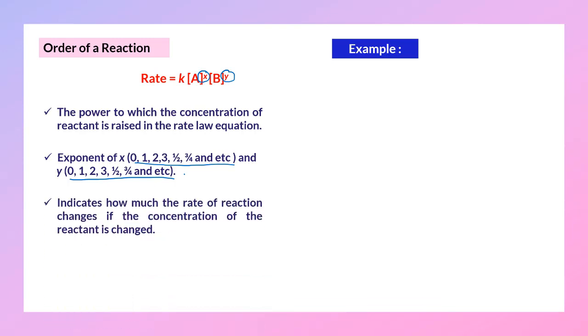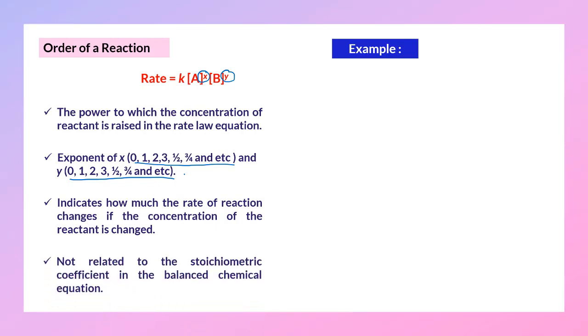And the order of a reaction indicates how much the rate of reaction changes if the concentration of the reactant is changed. So it can determine how much the rate of reaction will increase if the concentration of the reactant is changed. We will look at this example later on. And the order of a reaction is not related to the stoichiometric coefficient in the balanced chemical equation. It must be determined experimentally.